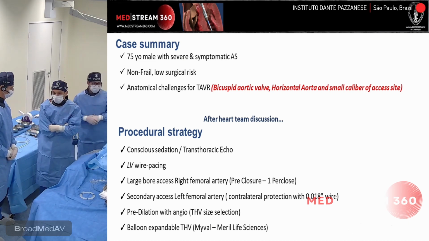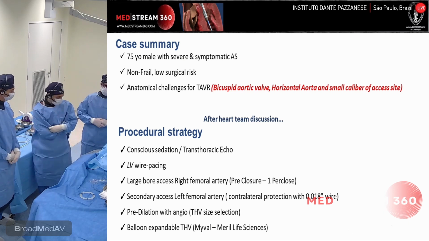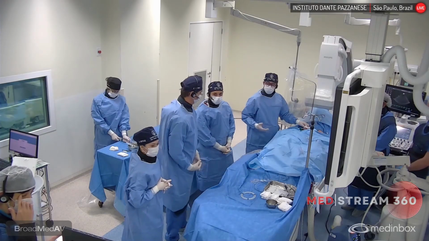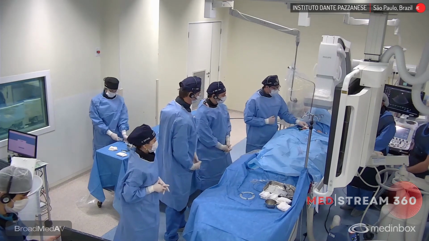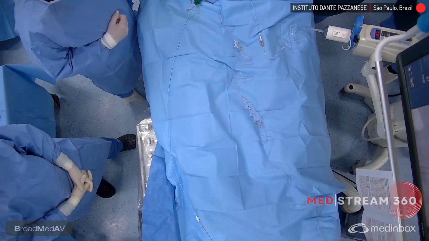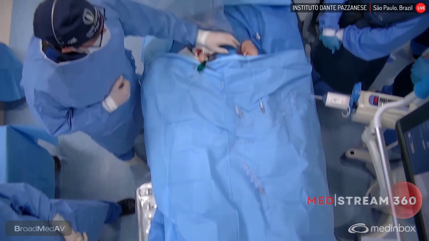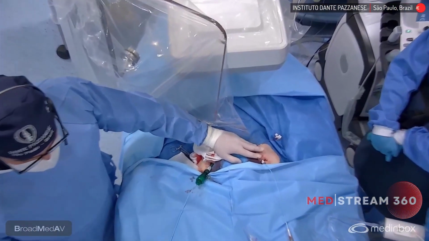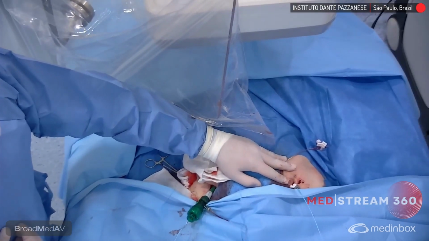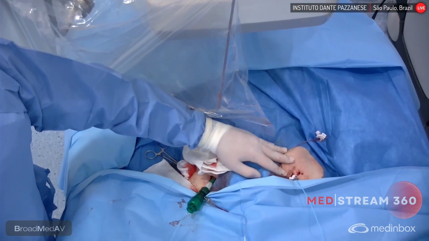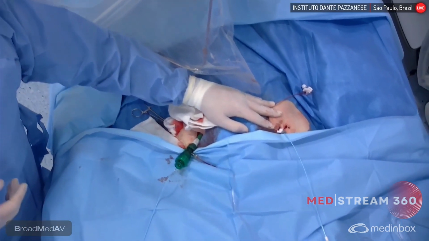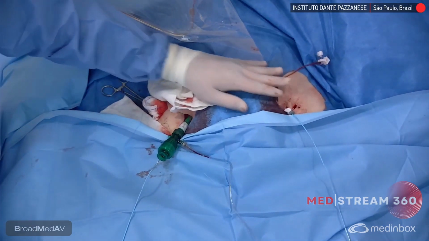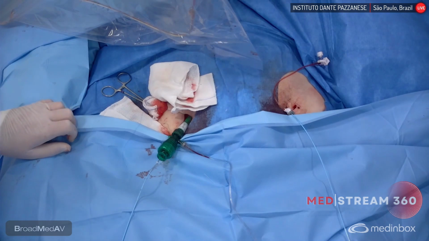What have you done so far? Maybe Alberto could tell you. Alberto, what have you done, please? Hello, everyone. So first, we made the ultrasound-guided puncture in the right femoral for the large bore access. The contralateral access in the left femoral, we punctured using ultrasound as well, and we protect it with a 0.018 wire to deal with a complication if we have one. You can see it in the angiography.